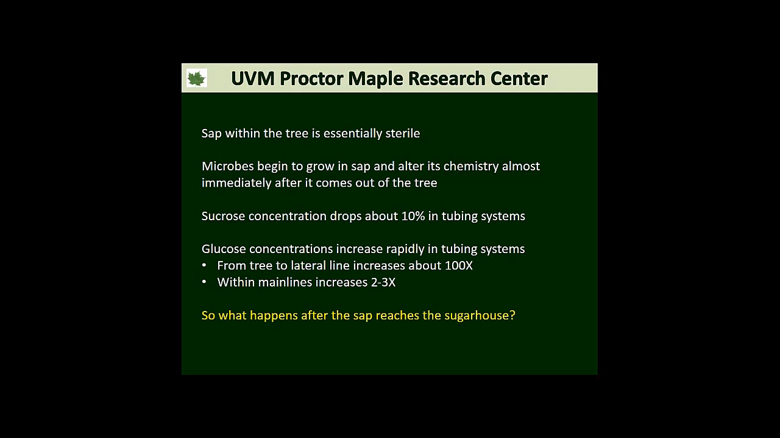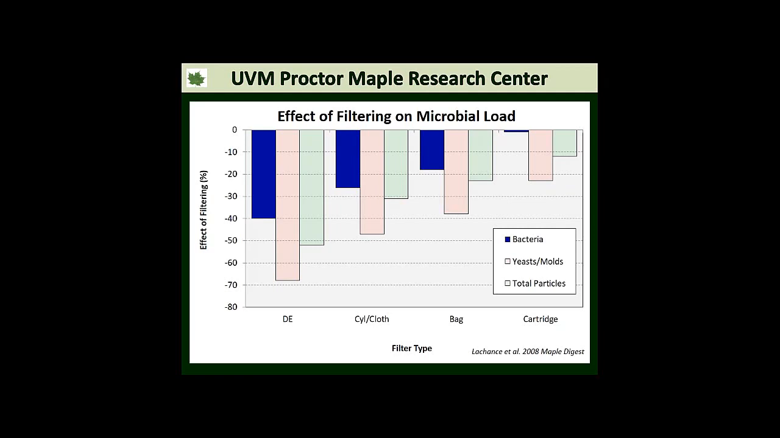So what happens when it hits the sugar house? We think about trying to keep things clean, trying to keep it processed very, very fast. Well, this is a study that Simone Lachance published in the 2008 Maple Digest, where he looked at what happens when you filter. You're trying to do a really good job keeping microbes from affecting your sap quality and syrup quality. So what are we doing? Well, we're filtering once it hits the sugar house. So this is the effect of filtering, and the lower it gets, the better it gets.